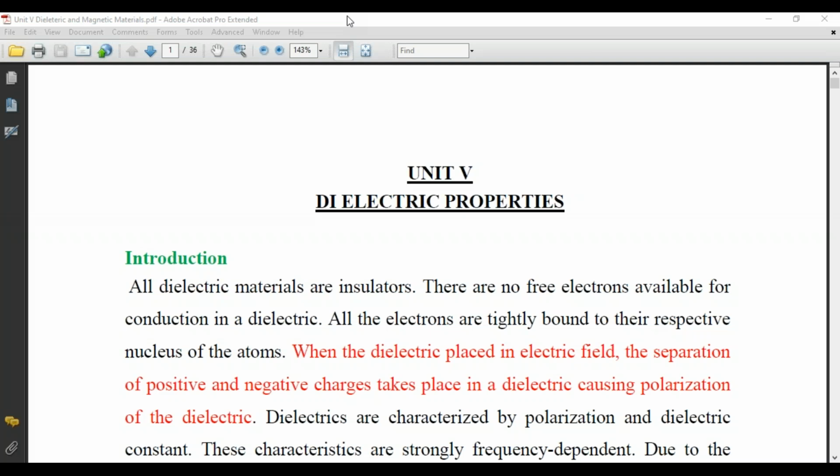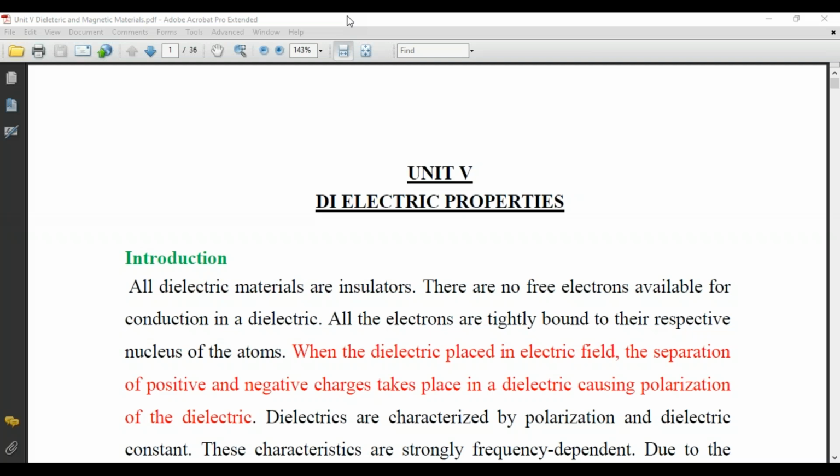If I apply the field, what happens? They get separated. They tend to separate. Positive charge, negative charge. Then a dipole moment is created on the application of the electric field. It depends upon the strength of the field you apply. In the case of non-polar molecules, the dipole moment is not zero on the application of an applied electric field.